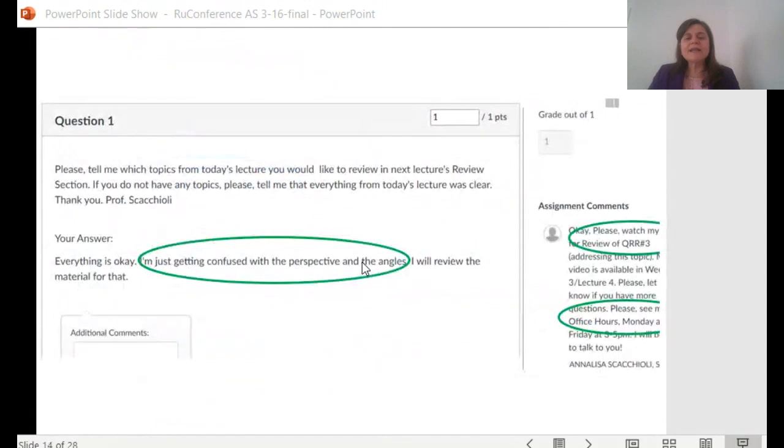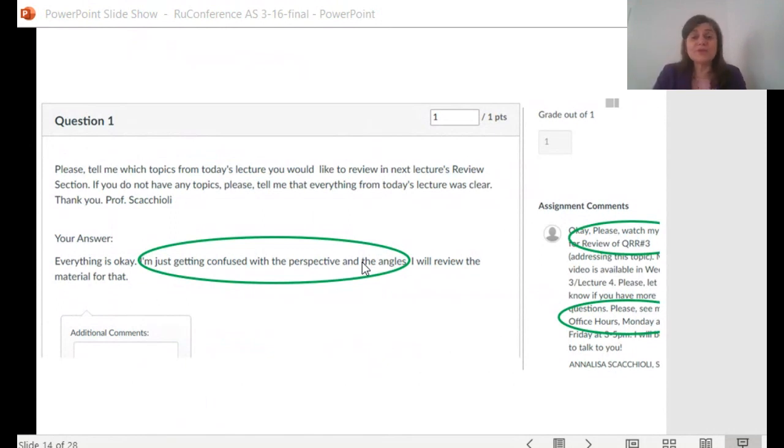Another way I encourage students to talk with me is by using a specific assignment that I created and included in my learning management system, which I call quick review request.